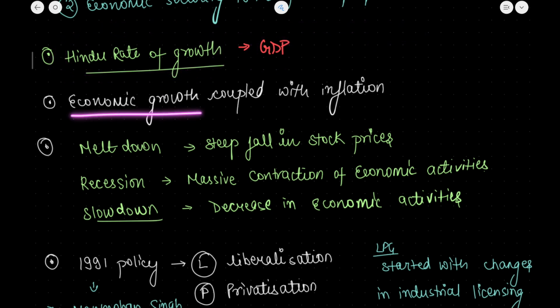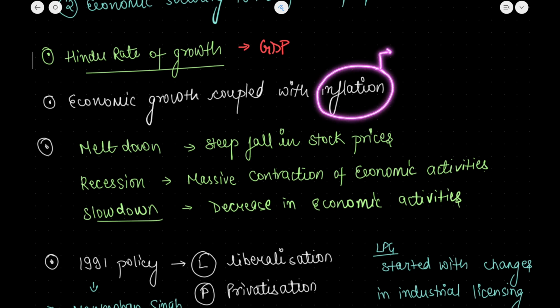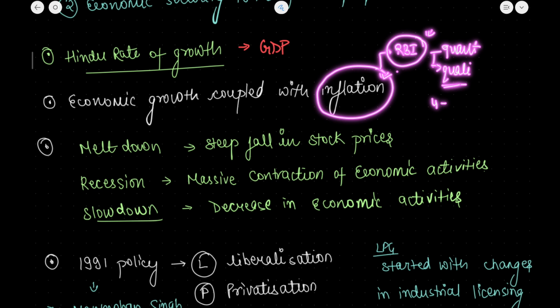Now, economic growth is coupled with inflation. It means that for economic growth to happen, some amount of inflation should be there in the economy. It is a standard practice which is considered. Okay. Now, the task of checking whether inflation is in the range or not is given to the Reserve Bank of India. The Reserve Bank of India, through its quantitative as well as its qualitative efforts, keeps in check the inflation, which generally ranges from 4 to 6%.